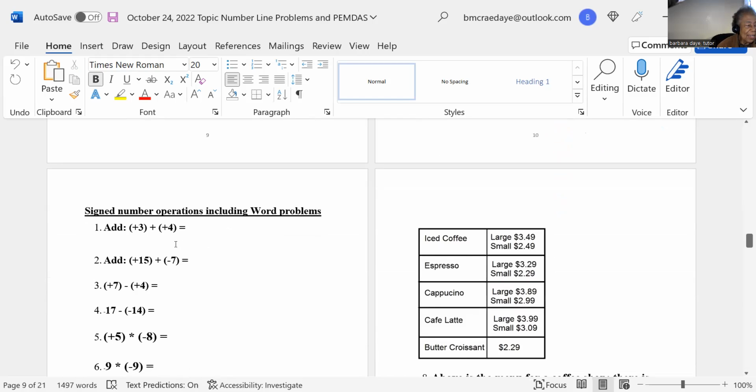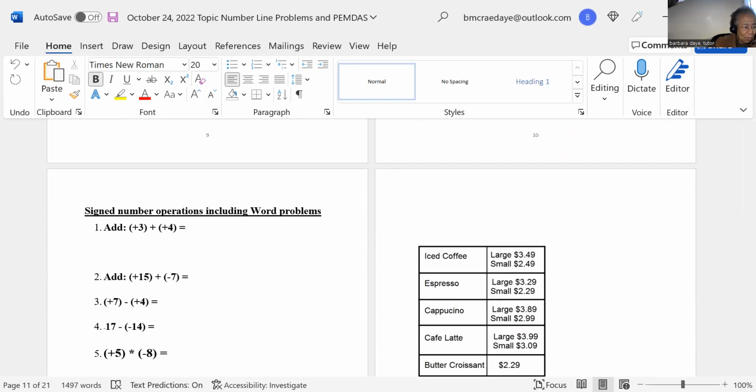Now I'm giving you some sign number operations. I want to see how you do on these. You can just tell me what a +3 and a +4 is equal to. A +3 and a +4 is added. They're like signs. So what do you get? It's a 7. That's right.